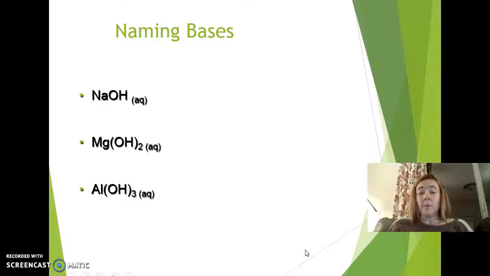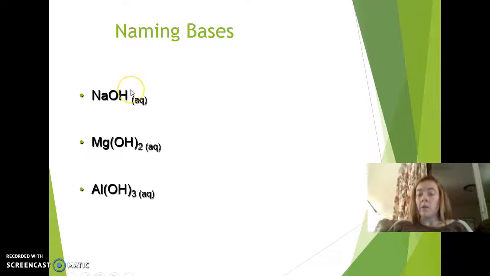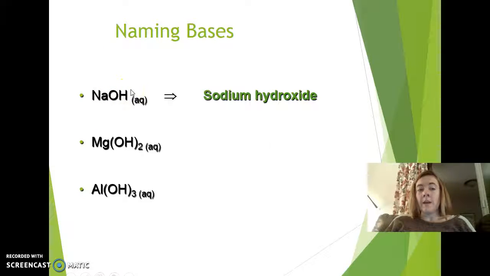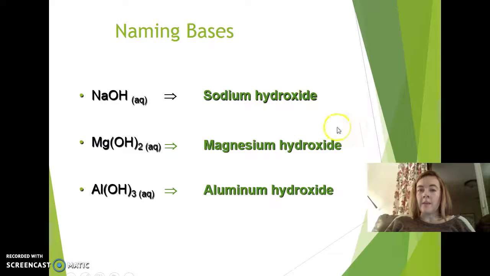Naming bases is a little bit easier. The same way that we were naming ionic compounds, you name the cation and then you name the anion. So sodium hydroxide, magnesium hydroxide. If you think about it, you should have already jumped to this. This is aluminum hydroxide. Very simple. Okay? When you see that hydroxide, that's an indication to you that you're dealing with a base.